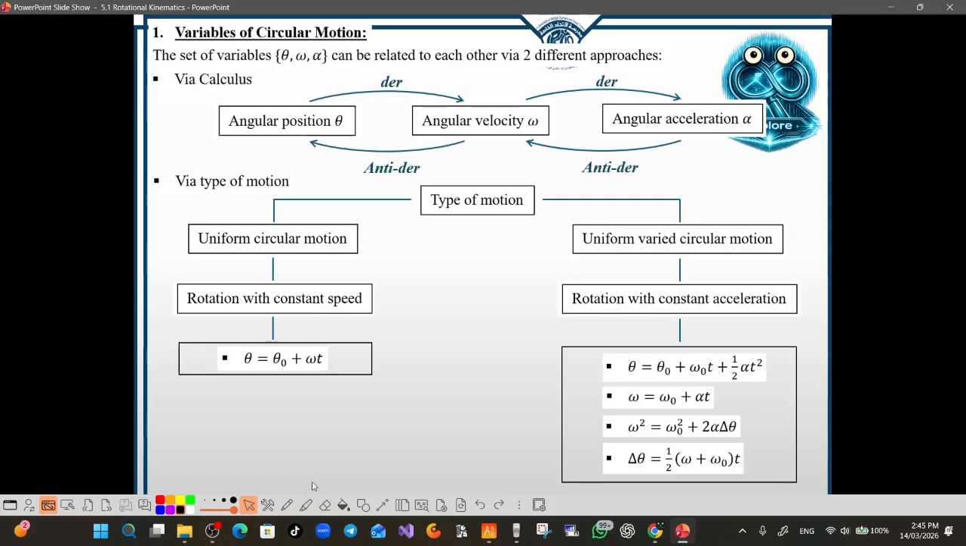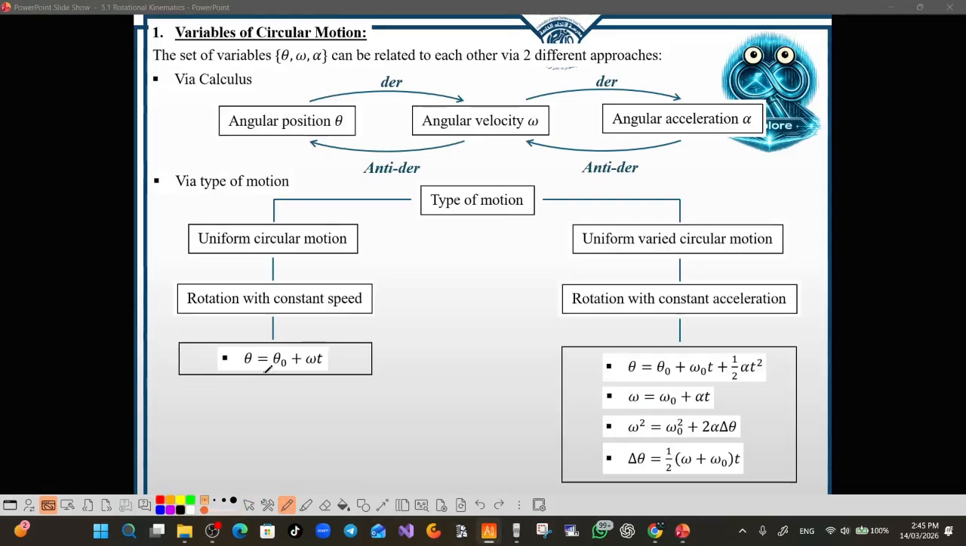Now, let me draw your attention to the fact that we usually use this version of the equation. We move theta 0 to the right-hand side, and it becomes theta minus theta 0. Theta minus theta 0 is technically delta theta. So we can write delta theta is equal to omega t. Also here, we can reduce it in this form. Let me make some space.